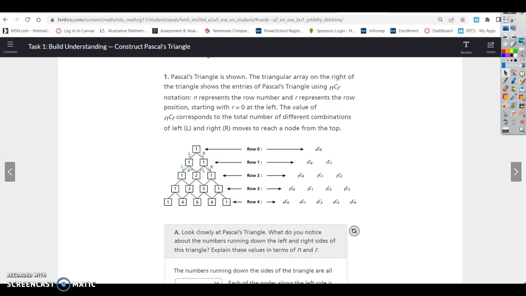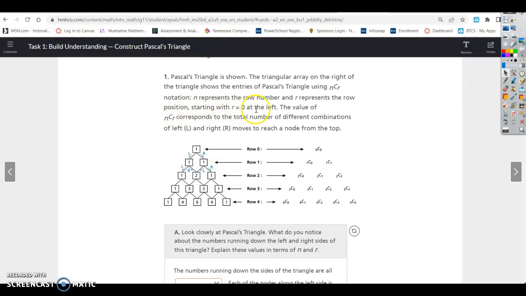Pascal's triangle is shown. The triangle array on the left of the triangle shows the entries of Pascal's triangle using nCr. That's n combination r. n represents the row number and r represents the row position. Okay, so make sure you make a note of that. That is important. n represents the row and r represents the position in the row, starting with r equals 0.